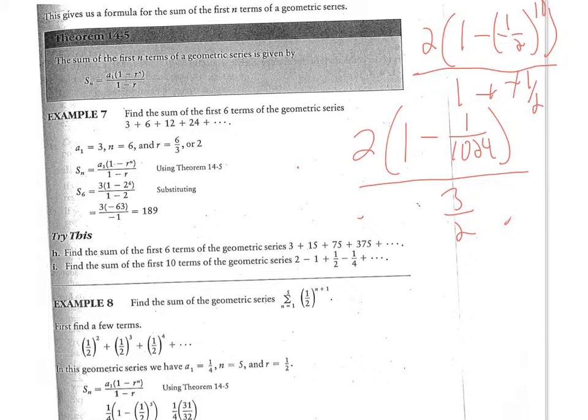So just because we can, I'm going to do a little bit of arithmetic work. I'm going to get common denominators here, so this becomes 1024 over 1024. 1024 minus 1 over 1024 works out to be 1023 over 1024 times 2 over 3. At this point, it's probably almost better just to grab a calculator.